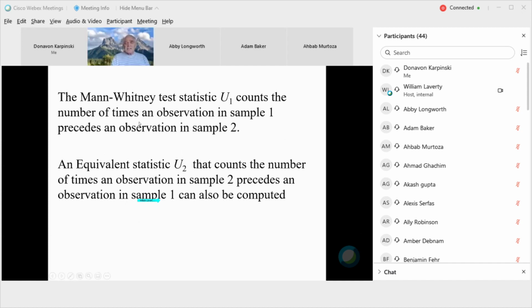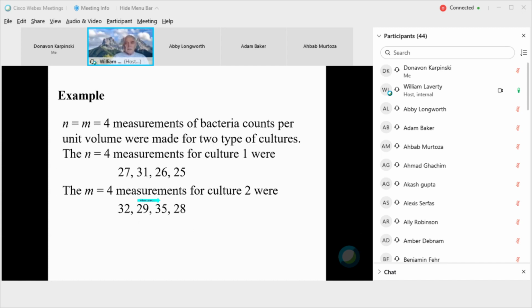An equivalent statistic is switching the samples around. Calculate the number of observations in sample 2 that are below observations in sample 1. Example.